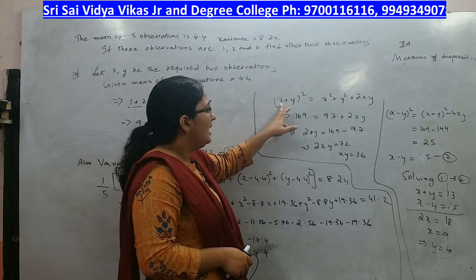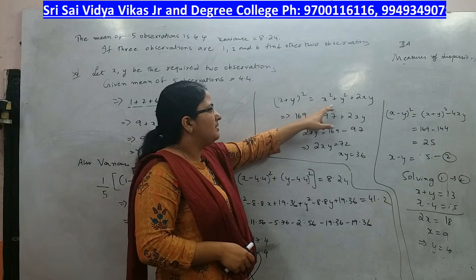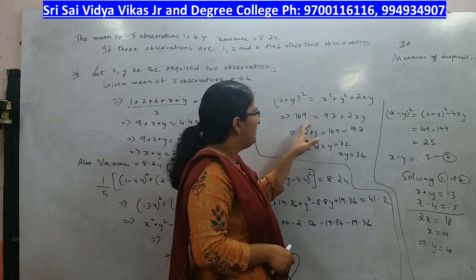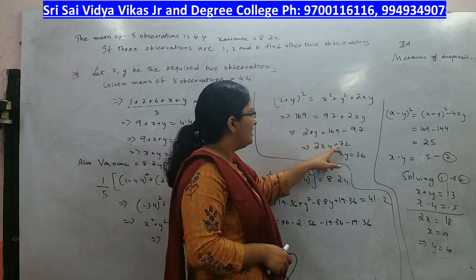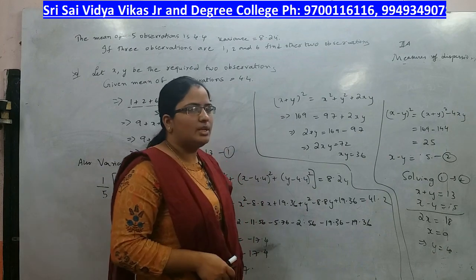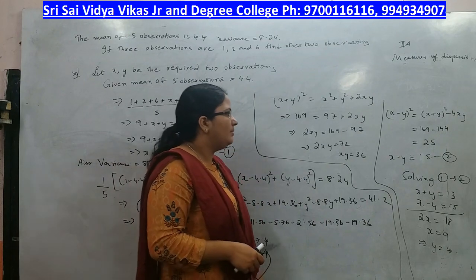x plus y whole square is equal to x square plus y square plus 2xy. 169 is equal to 97 plus 2xy. 169 minus 97 is 72, 2xy is 72, xy is 36. You have xy value, x plus y value, x square, y square value.